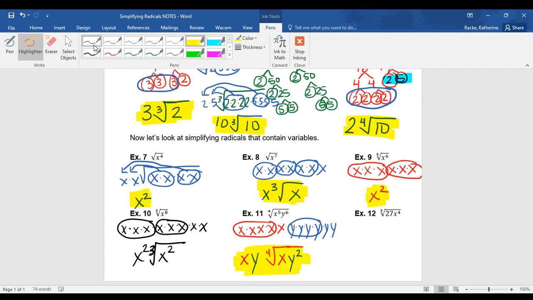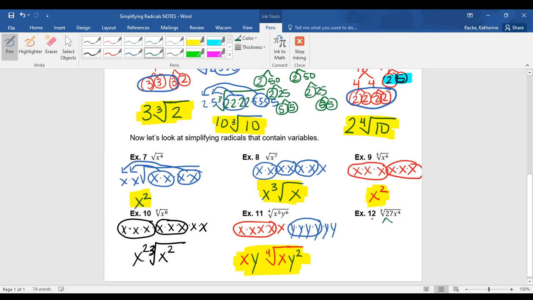Okay. Now with example 12, I have numbers and letters, okay? And this is going to be the case most of the time for our problems. You need to simplify both of them. So I would simplify your number and then make sure you do your variables, okay?